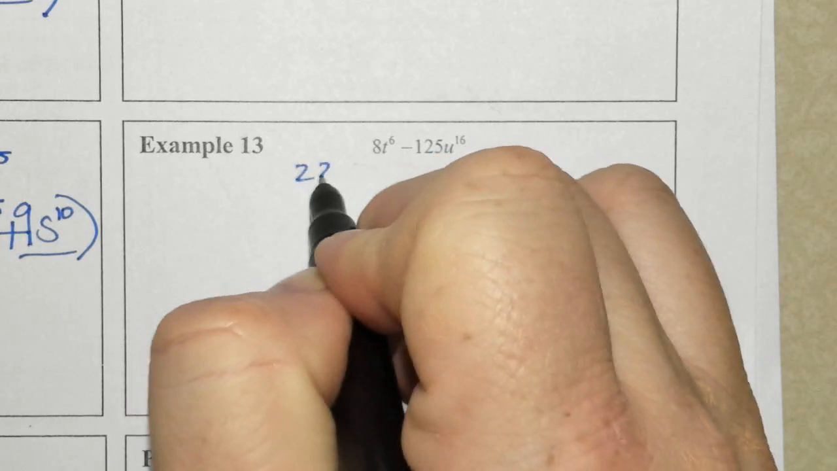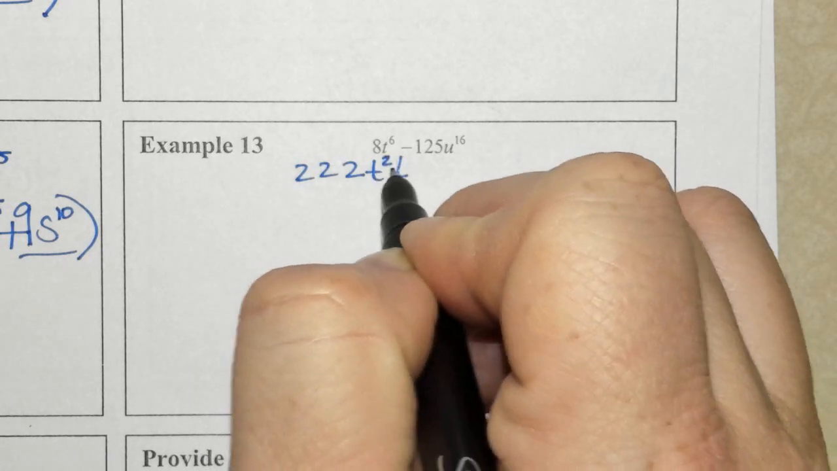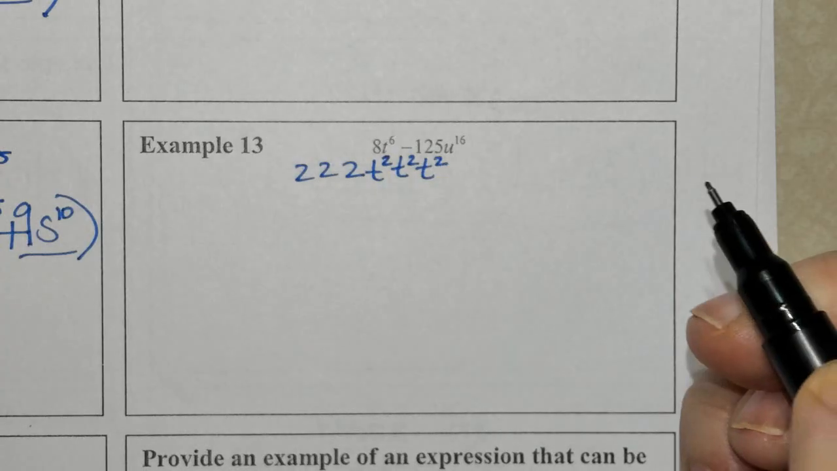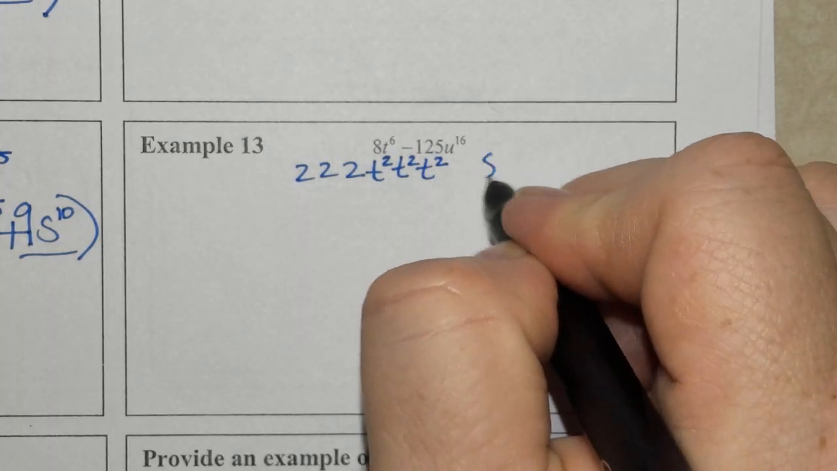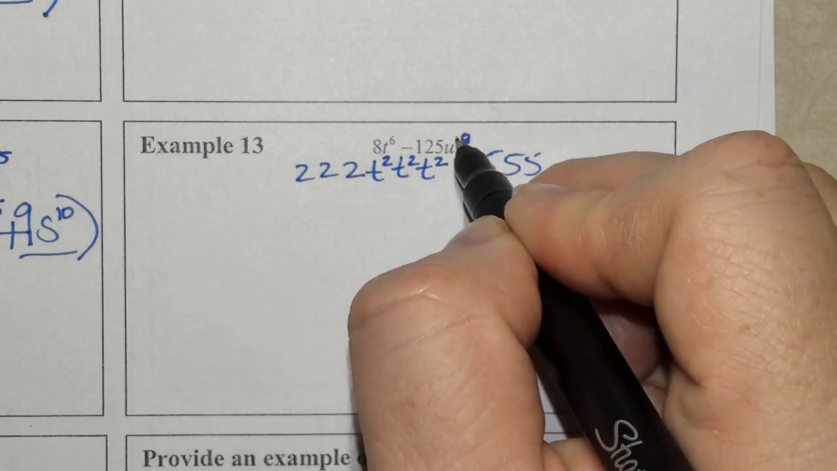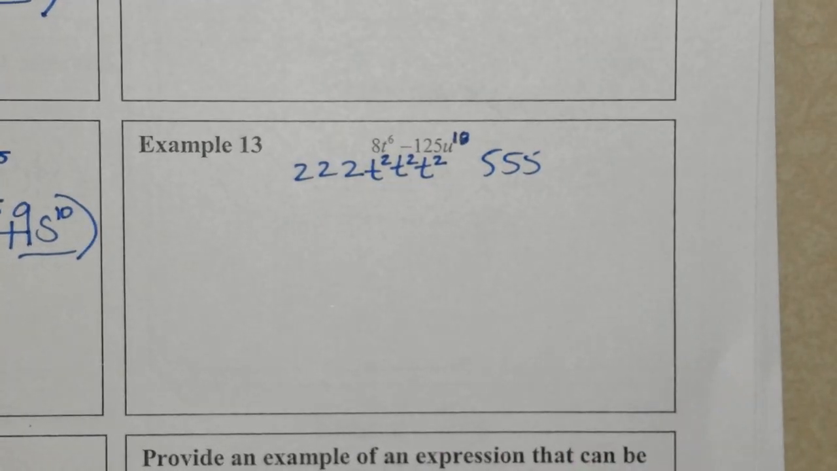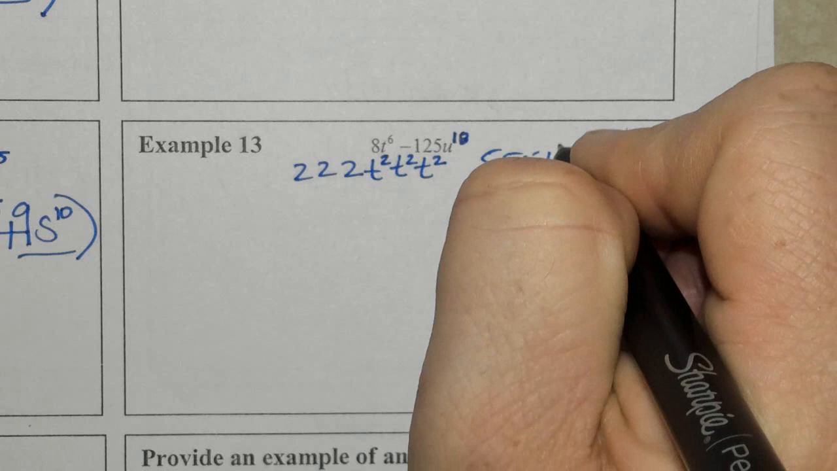8 breaks into 2, 2, 2. And t to the 6th breaks into t squared, and t squared. 125 breaks into 5, 5, 5, and let's change this up. Let's make the 16 into an 18. And so it becomes u to the, anybody want to share? U to the 6th.